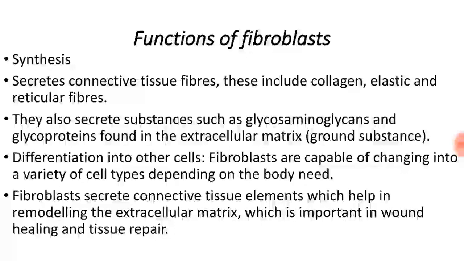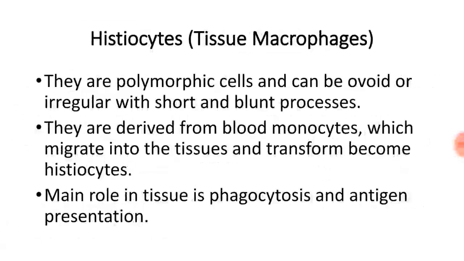Fibroblasts at the normal process of maturation, they can change into other types of cells depending on the body needs. And also fibroblasts ina secrete connective tissue elements ambazo zinakuwa found kwenye extracellular matrix kwa ajili ya kusaidia the wound healing and the tissue repair.